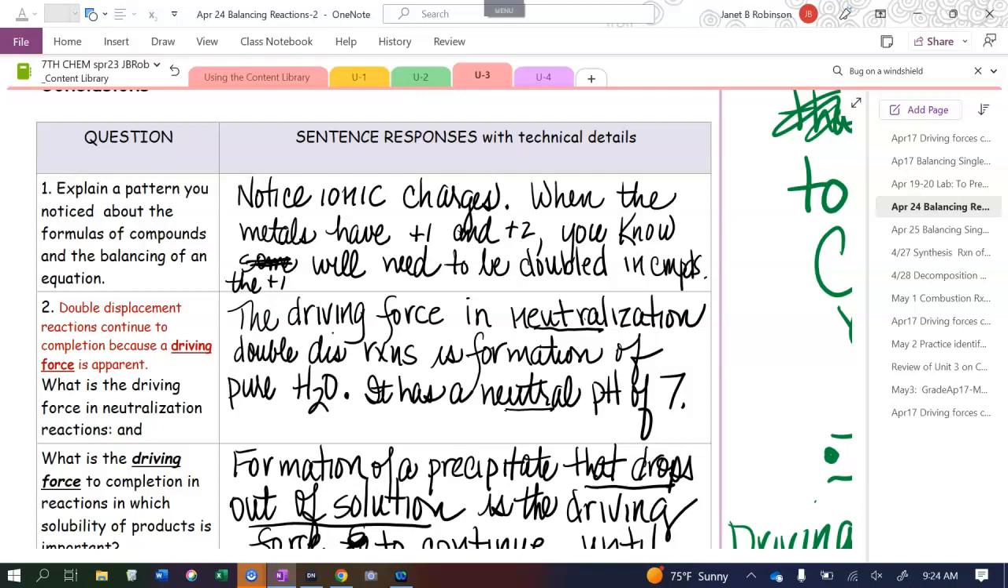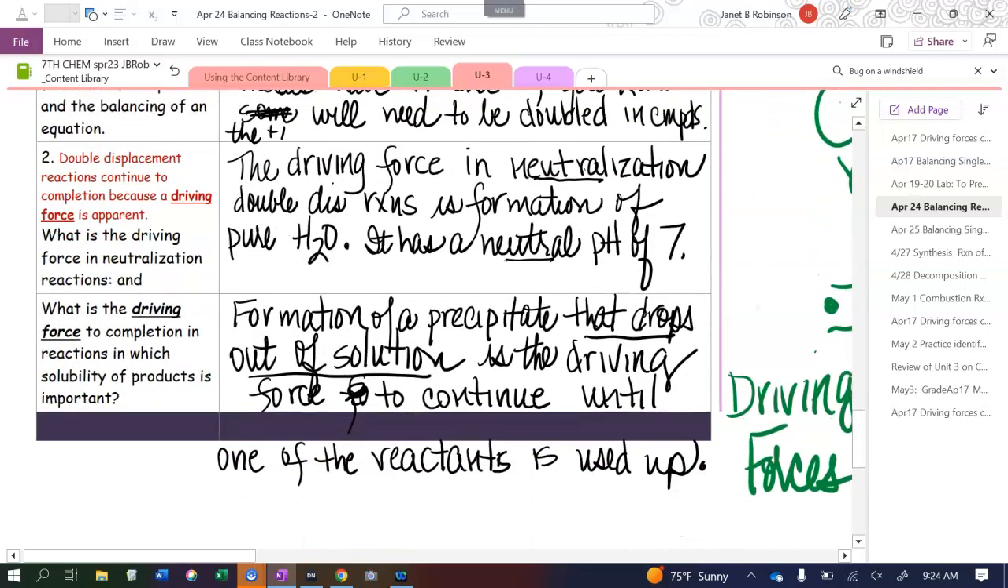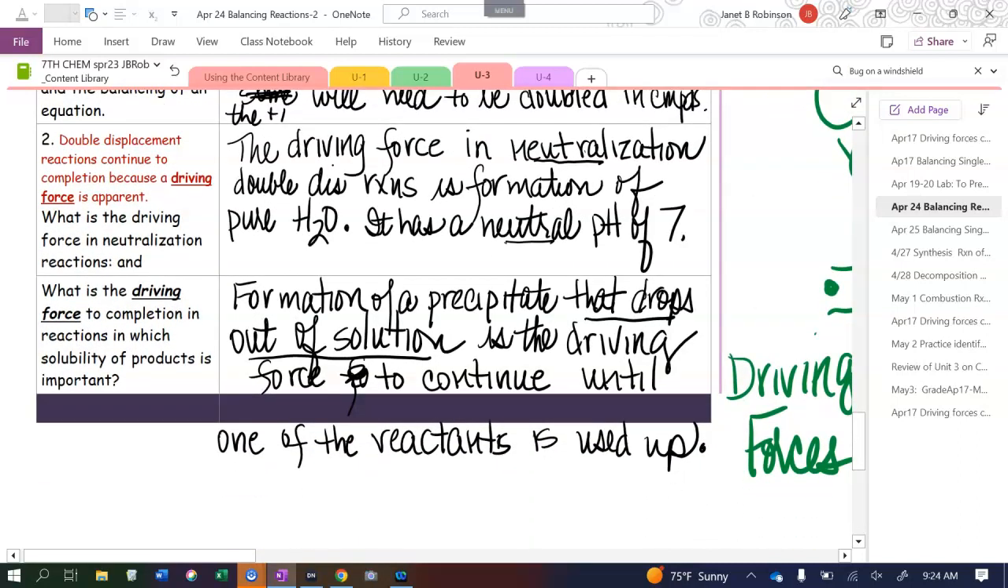What's the driving force in neutralization reactions? Well, it's that formation of the water molecule, HOH. It doesn't dissociate. And it's called neutralization because it has a neutral pH. Will that help you remember it? Neutralization reactions create a neutral pH. So it's an acid plus a base forms a neutral water molecule.